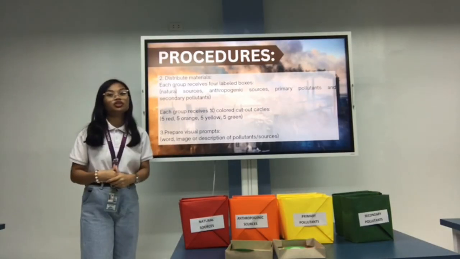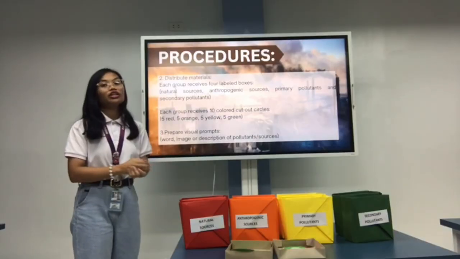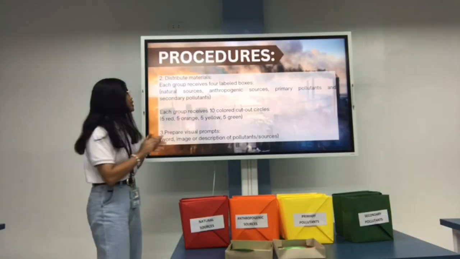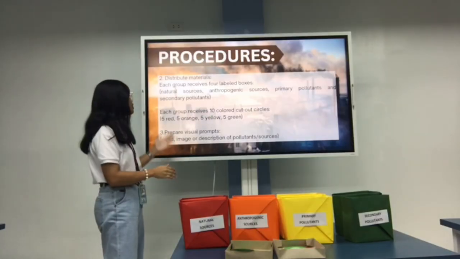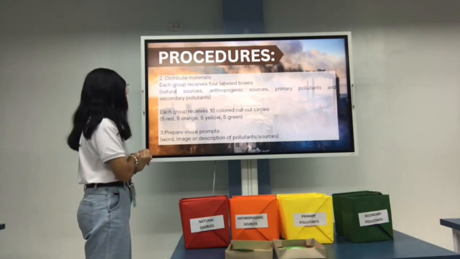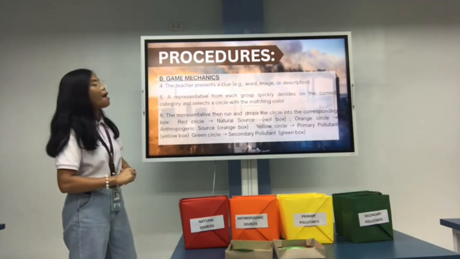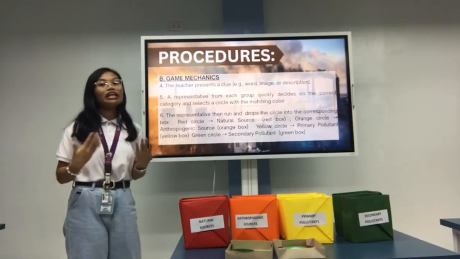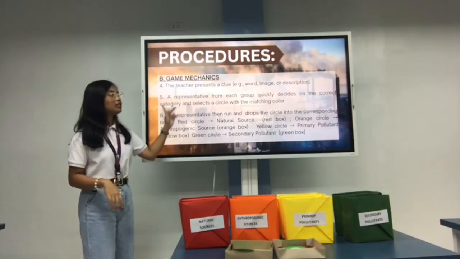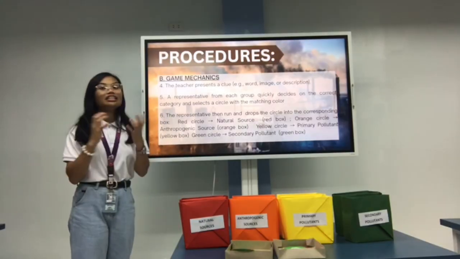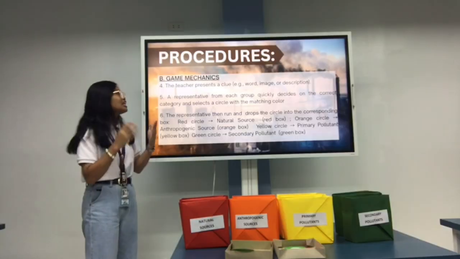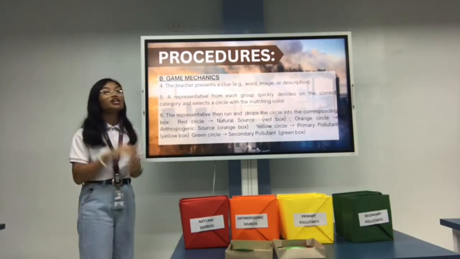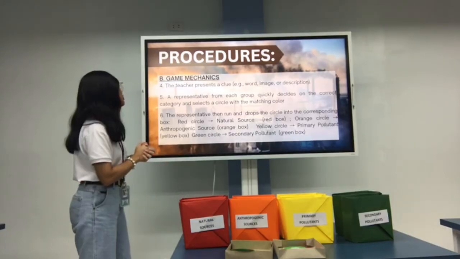Next one is distribute the materials. I will distribute the materials to each group. Both groups will receive 4 labeled boxes and 10 colored cut-out circles, and then I will prepare the visual prompts like what I said earlier. Game mechanics. The teacher presents a clue. It's either a word, image, or description. And then, a representative from each group quickly decides on the correct category and selects a circle with the matching color. And then, the representative runs and drops the circle into the corresponding box.